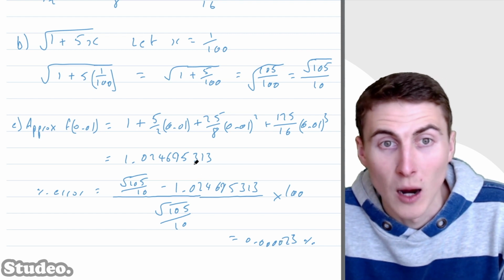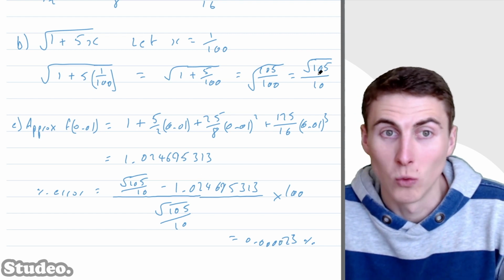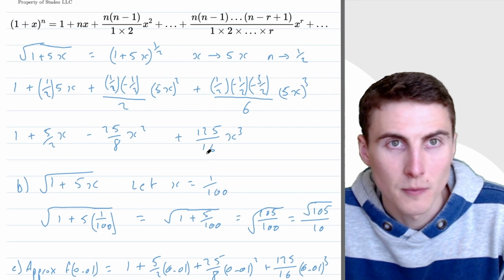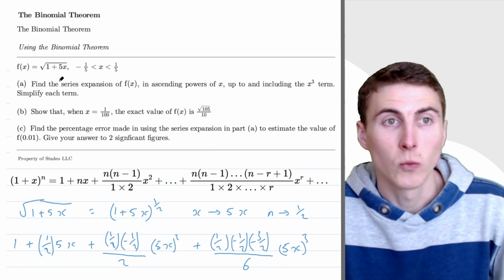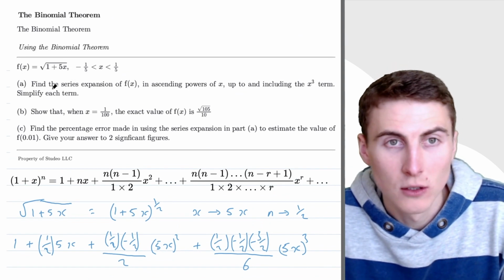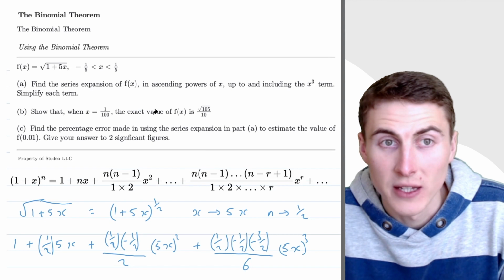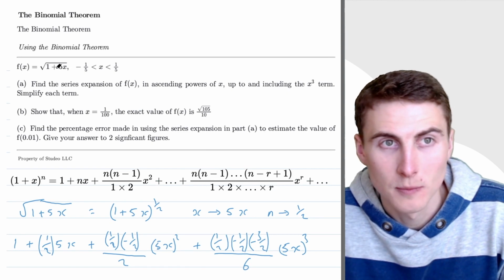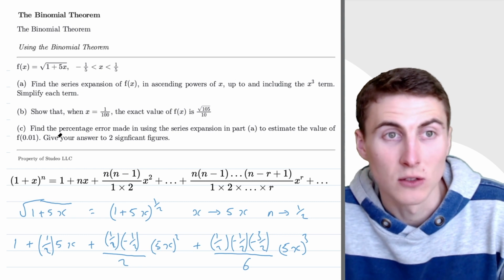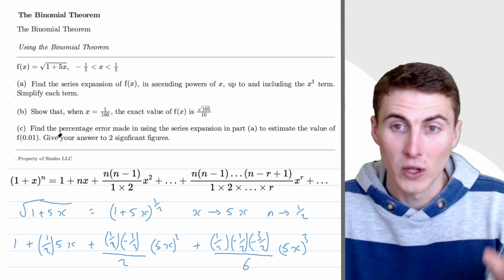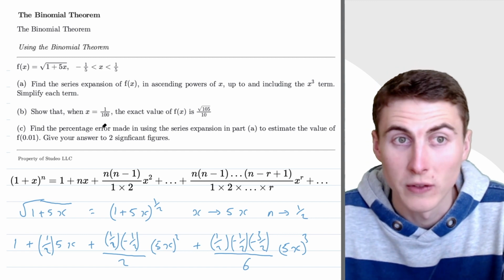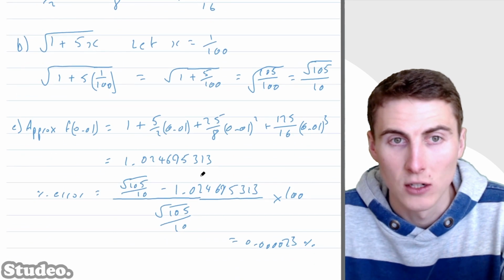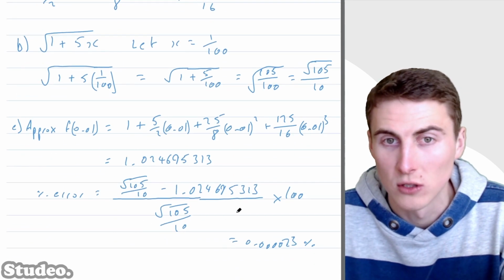And that's because our approximate value and the actual value were very, very close. And that's it. So basically, we did a fairly normal expansion. Then we had to find the exact value of this. We had to plug 1 over 100 into our function. And then for C, we had to compare that actual value with an approximate value, which we found by plugging this x value into our expansion, and use those with the percentage error equation to find the percentage error.